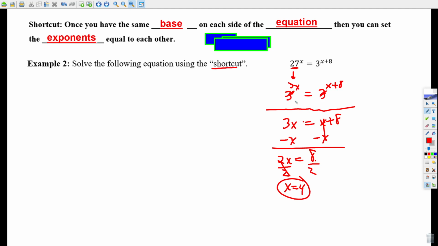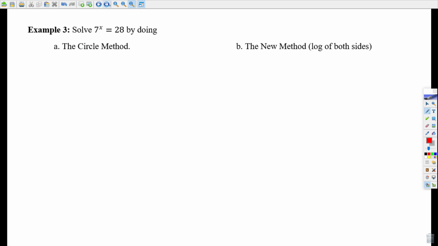Okay, so now since we did this shortcut, the problem usually arises when we can't actually get them to be the same number. In this case, we had 3 and 3. Can't do it sometimes. So that's whenever we usually use the circle method, if you remember from before, about having to go around the circle. So in this particular case, we have a 7 and 28. There's no way to change this to 7 to some power. Can't do it, because you're going to get a decimal in this case.